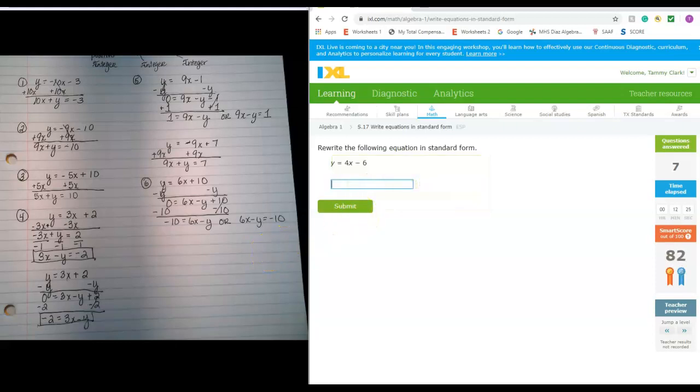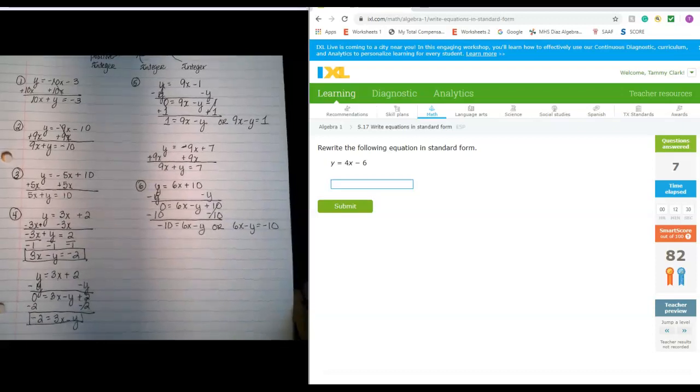Alright, you can keep going, please do. As you can see, you're just basically rearranging the variables.